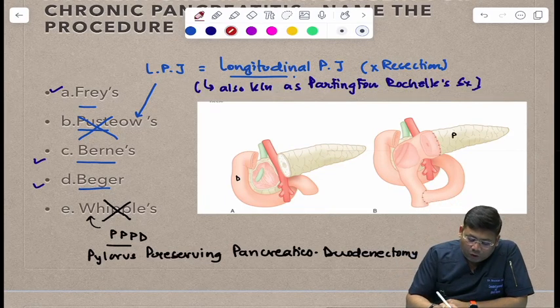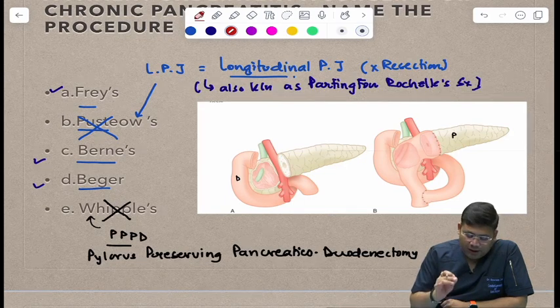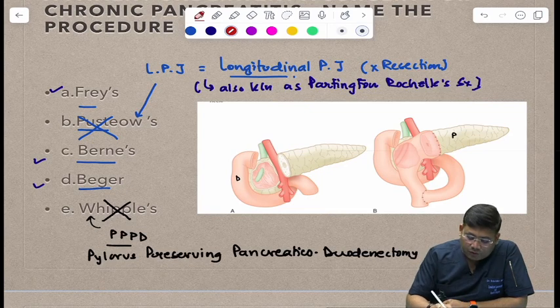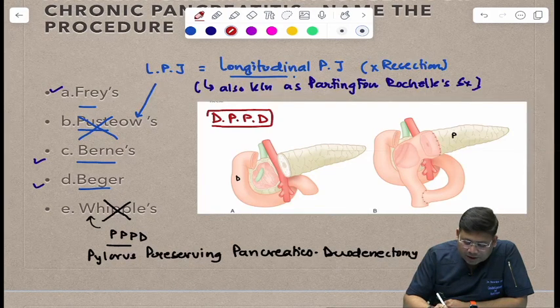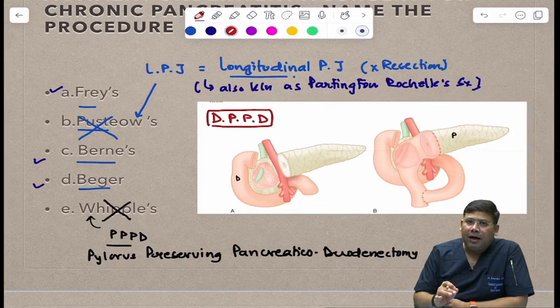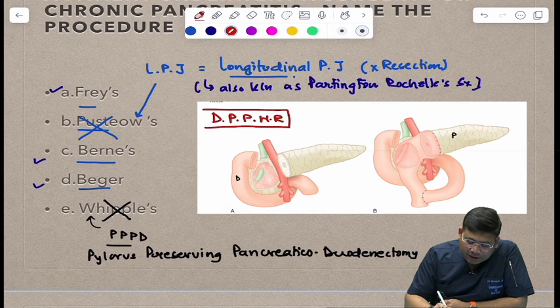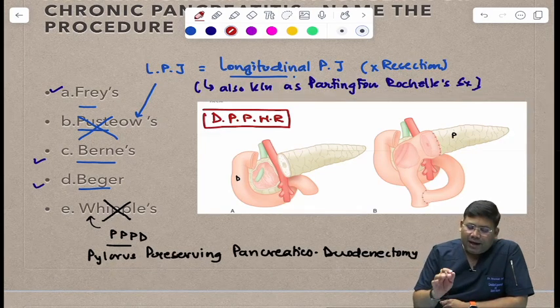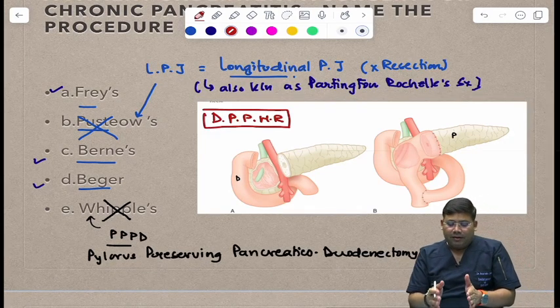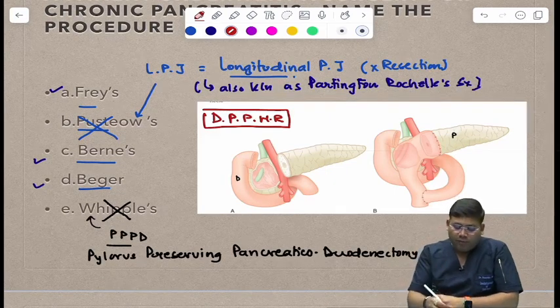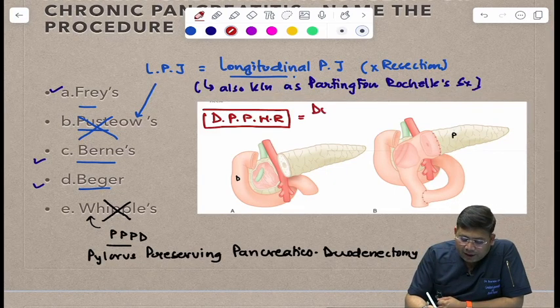Remember all these surgeries, Frey, Berne and Beger, they are duodenum preserving surgeries. So when we talk about duodenum preserving pancreatico-duodenectomy, this is DPPD, duodenum preserving pancreatic head resection, DPPHR. I was talking about this same term. DPPHR, duodenum preserving pancreatic head resection.